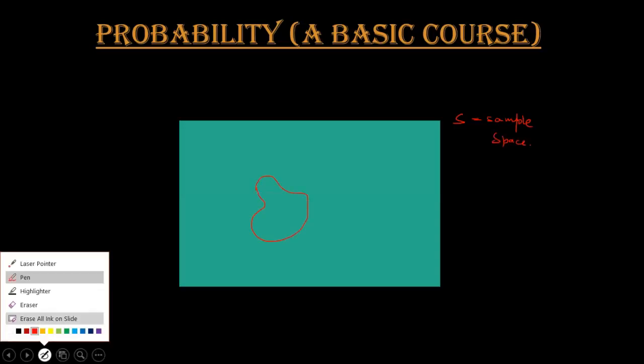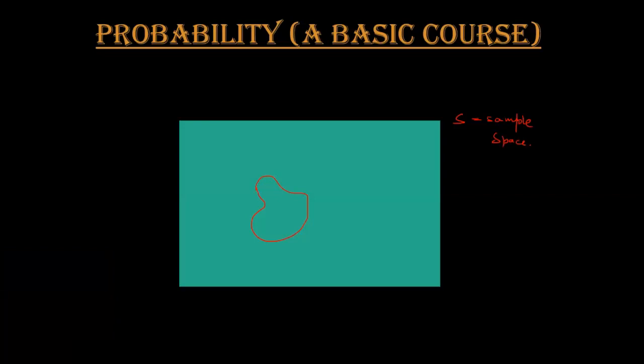So before starting the course, let me tell you certain things that you must have observed till now. We will have a set S, we call it the sample space. And then we have a small set inside the sample space. We'll call it an event. Okay, we're going to discuss these things: sample space and event.